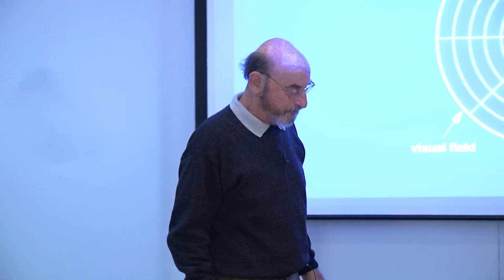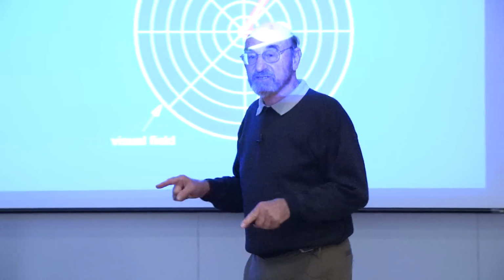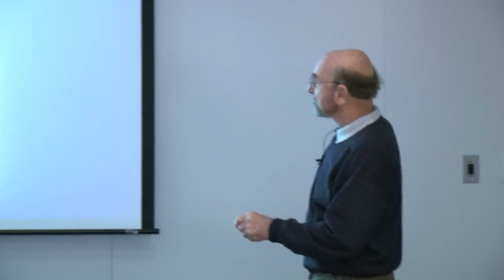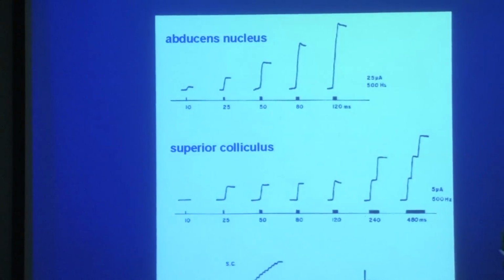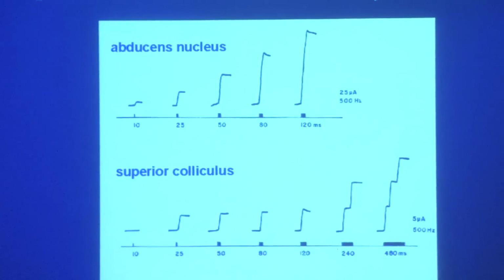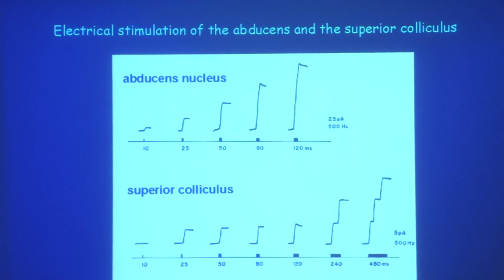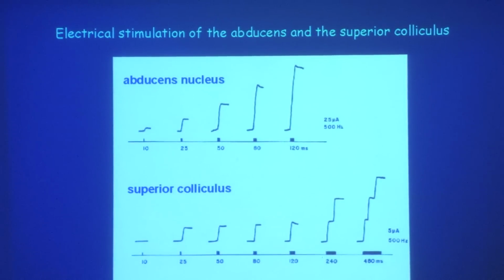So what do you need to do? You need to systematically vary the duration of the high-frequency burst in the colliculus to compare it with what happens when you stimulate in the, say, abducens or oculomotor nuclei. Okay, so let's look at that. Here is that picture I've shown you before. As you increase the duration of the high-frequency burst, you get progressively bigger saccades. So now we do the same thing in the colliculus. And lo and behold, you get something totally different because you have a totally different code in the colliculus.